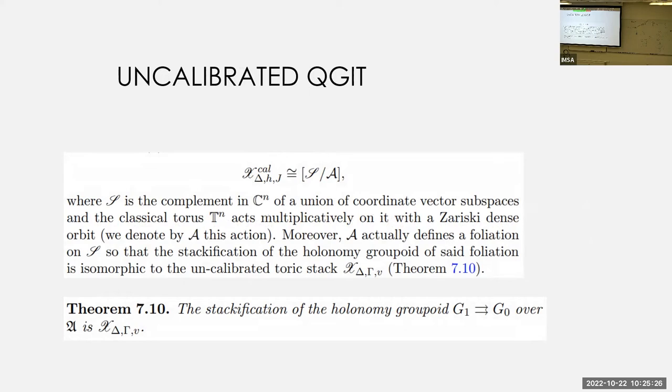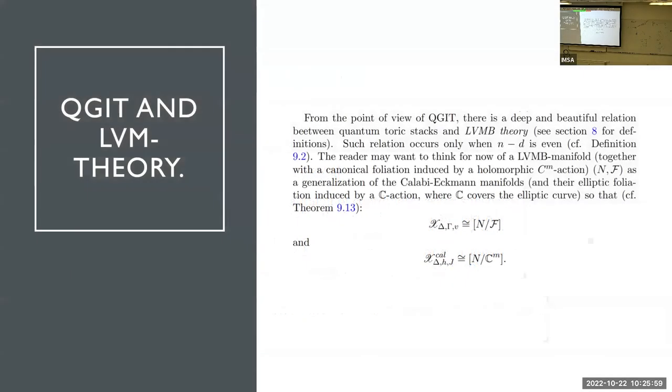In any case, I can do it with foliation. If I forget the action, and I just take foliation, is what I was saying. Forget the action, just take foliation. The stackification of the holonomy groupoid of the foliation exactly forgets the gerbe. So it's what I said. Okay.